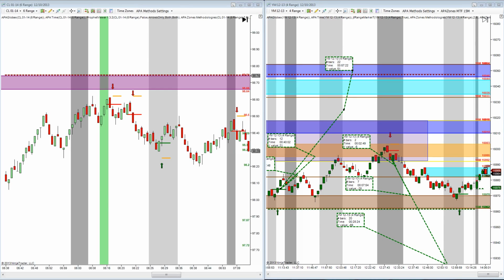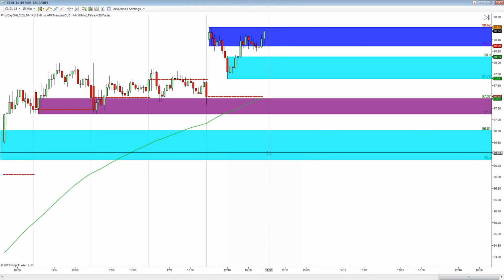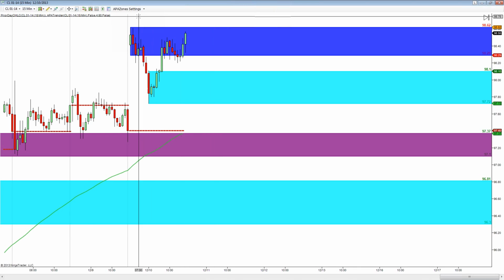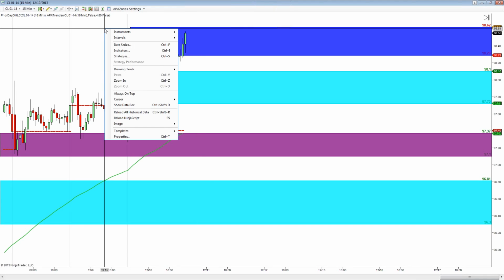All right, so let's do this here. Okay, so APA Zones 4 is actually pretty cool. We've made some major changes to the code again. So if you're a current user, we now have for the different zone types, which I'm not going to get into in great detail, conservative, which is APA 3, the old zone type, how we are drawing it, liberal, and intelligent. We've changed out the logic for intelligent. So in general, when you do select intelligent, the zones are bigger in general.